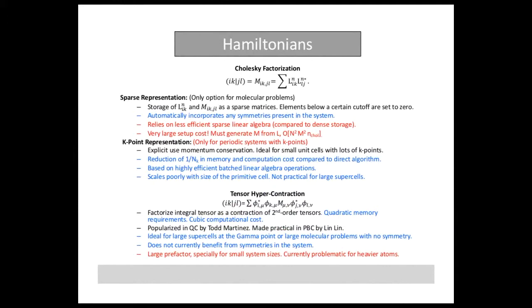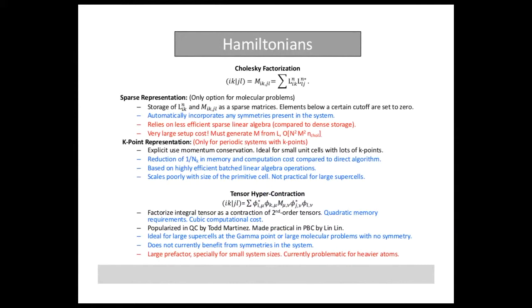This is the only choice for molecular problems. Essentially, you store the Ls and some version of this M. It's not exactly M, but some version of this M as a sparse matrix. So if you have symmetries in the system, or if the basis functions are far apart, essentially if the magnitude of this quantity or that quantity falls below some threshold, and you get to set the threshold in the input file, you just drop that quantity and it's zero.